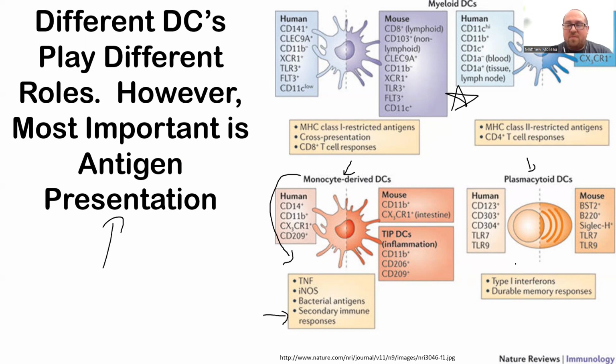Plasmacytoid DCs are very specifically activated in the case of viral or tumorigenic aspects because they secrete type 1 interferons. But for the remainder of this semester, when we talk about dendritic cells, we're really talking about the myeloid dendritic cells. They play a really important role in cross presentation and activation of CD4 and CD8 positive T cells, because these are the cells that are going to activate T cells.